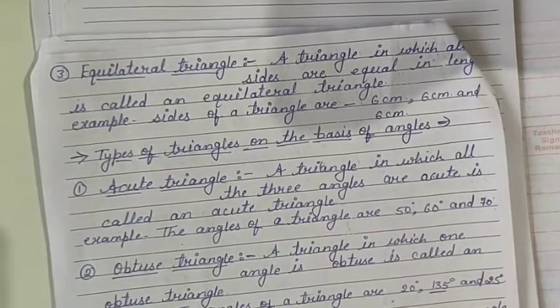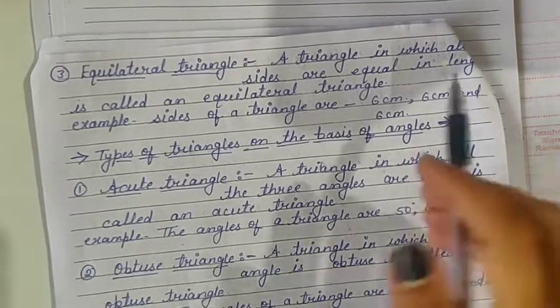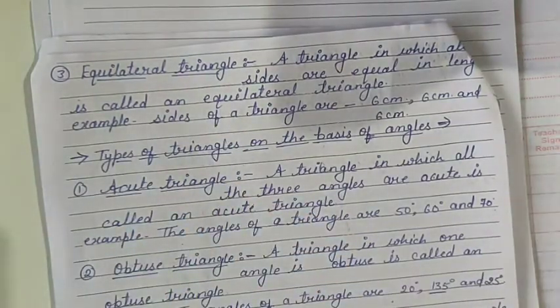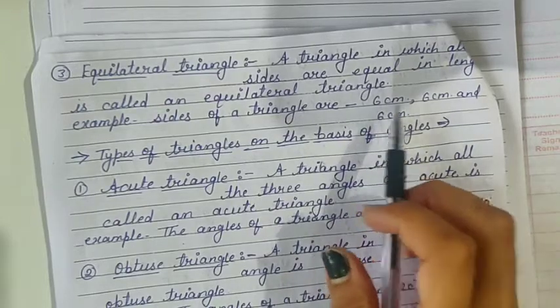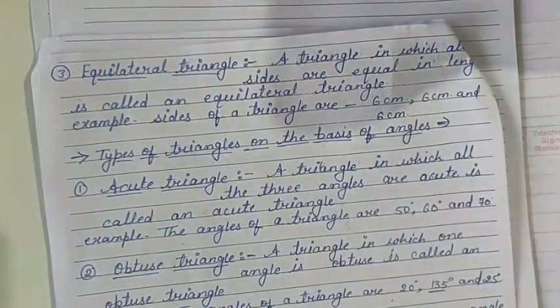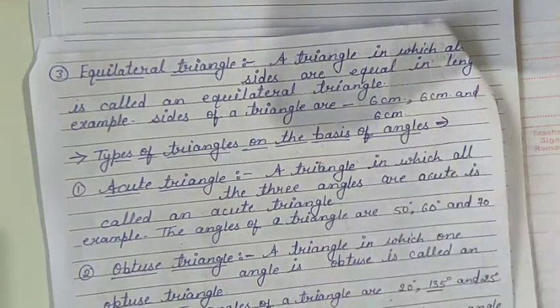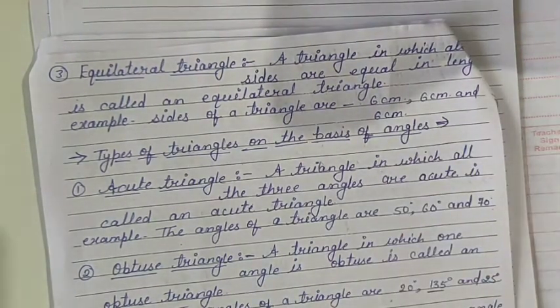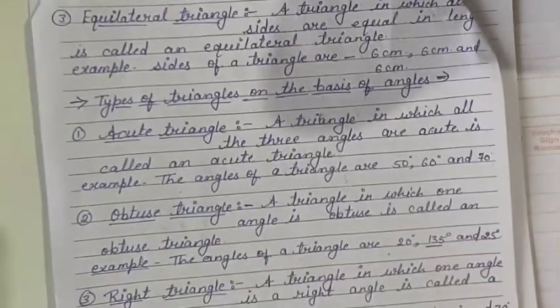Now equilateral triangle. A triangle in which all sides are equal in length is called an equilateral triangle. For example, sides of a triangle are 6 cm, 6 cm and 6 cm. This is the equilateral triangle because all sides are equal in length. So this is an equilateral triangle. Now types of triangles on the basis of angles.